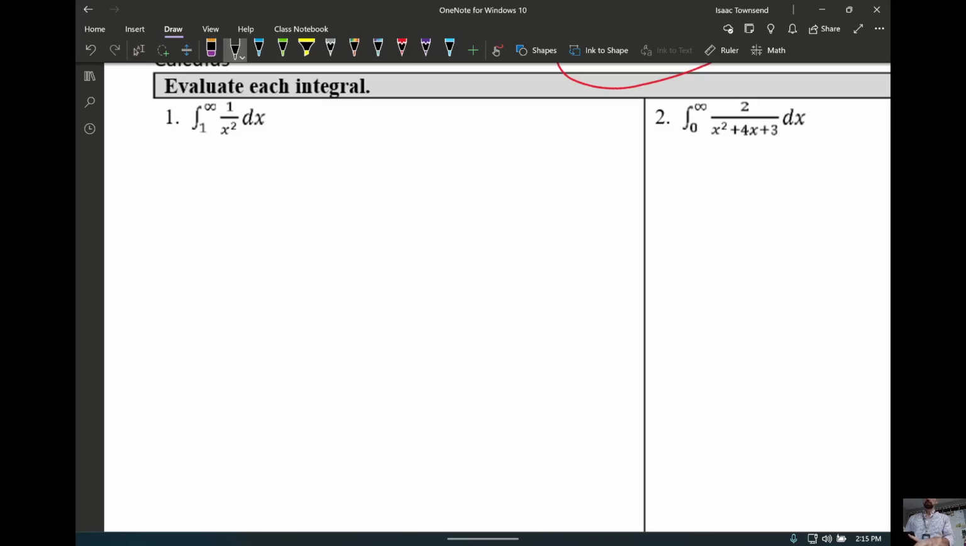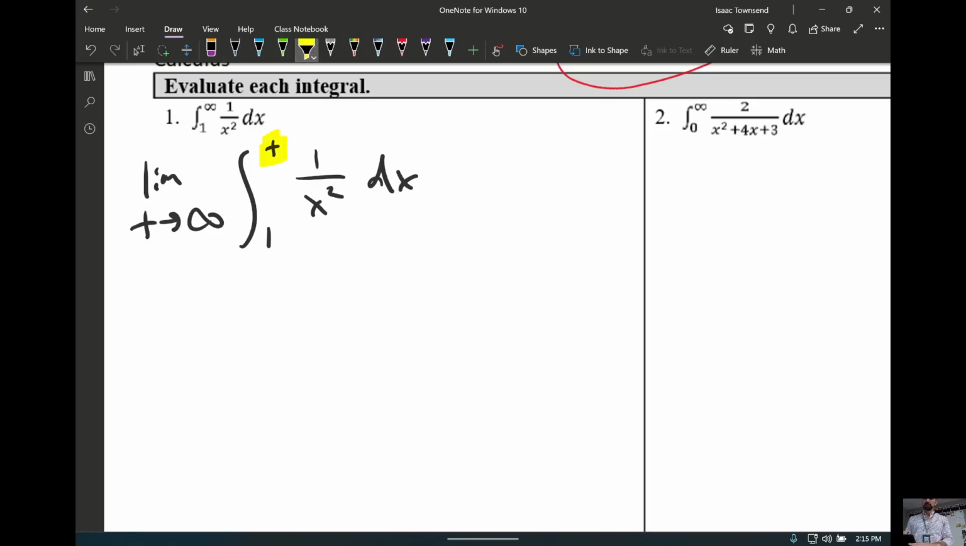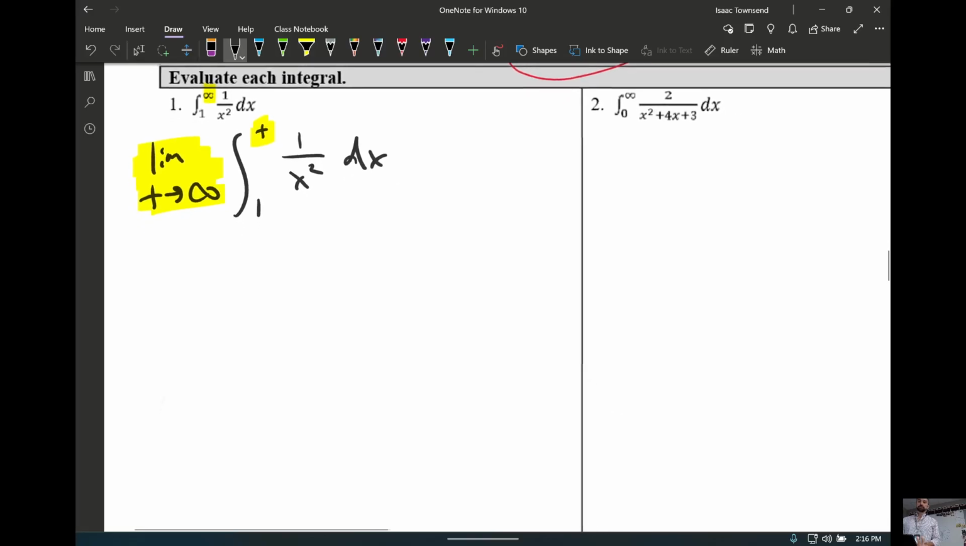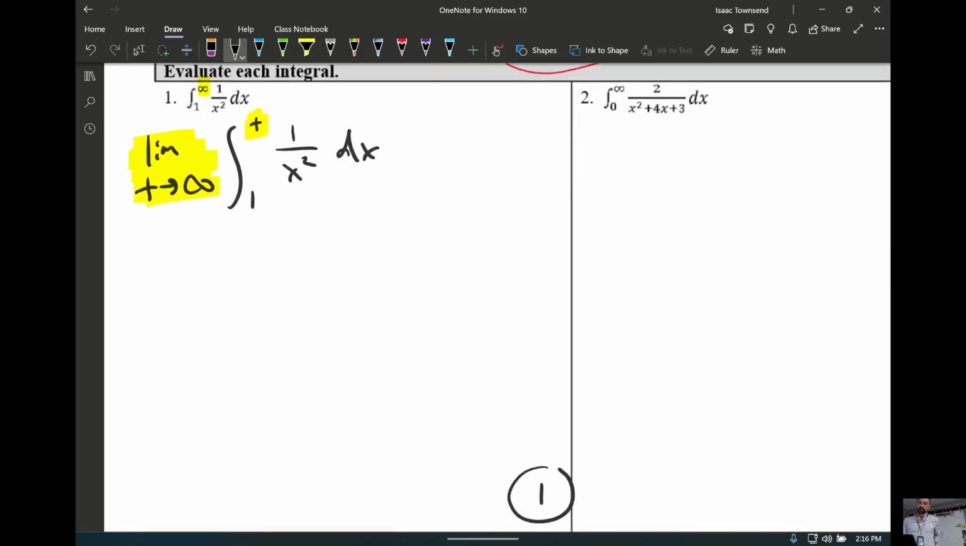Okay, so for question 1, you should have rewritten this to say the limit as t approaches infinity of the integral from 1 to t, keep everything else the same. Instead of saying infinity, say t, and put the limit part out front. Okay, and then in just a couple minutes, I'm going to ask you to try question 1. You should end up with an answer of 1. So jot that down so that you know if you did that one correctly or not.